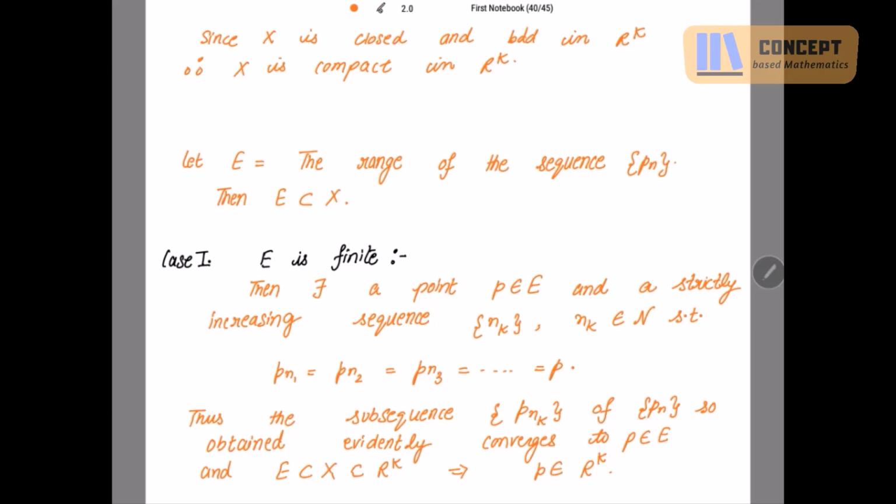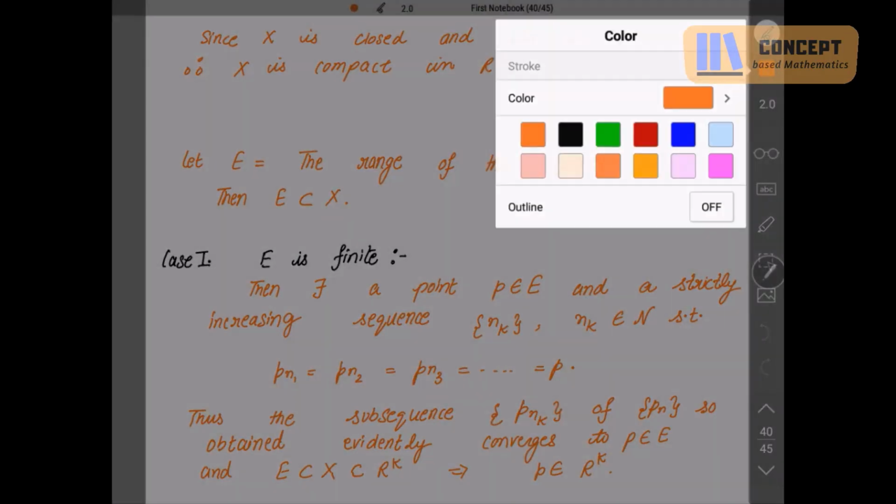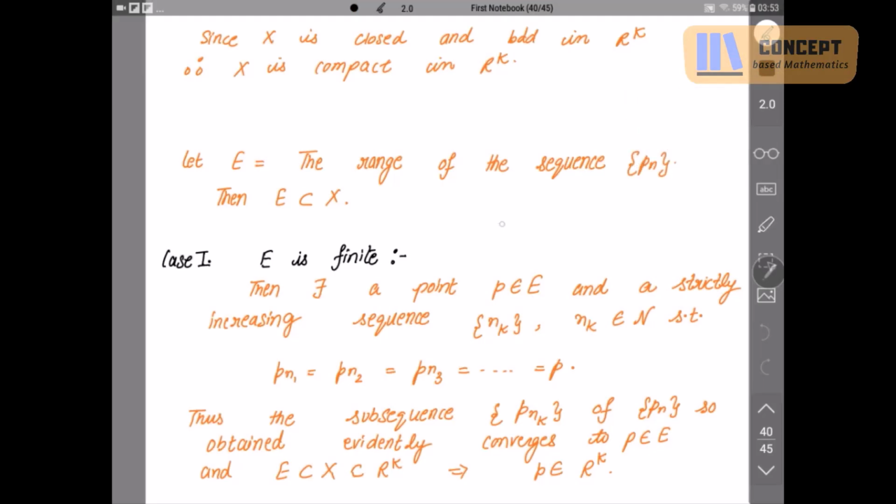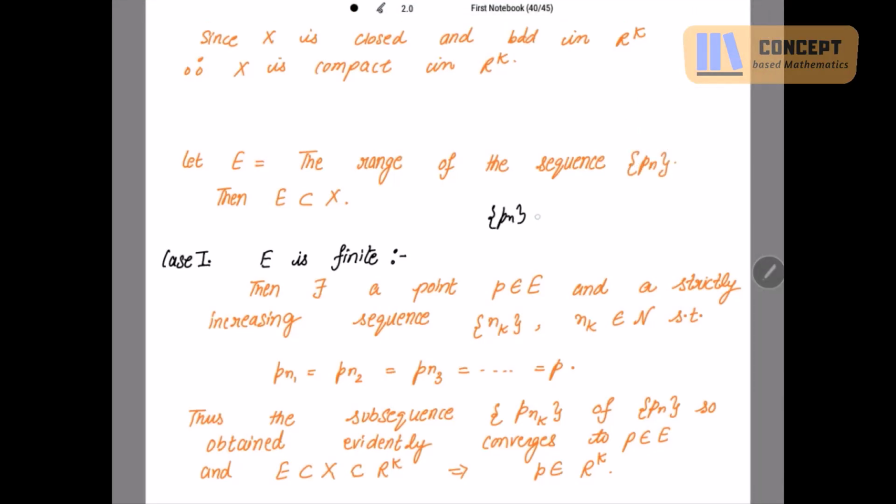Now two cases arise: either E is finite or E is infinite. When E is finite, let's take a sequence just as an example. Let's say our sequence Pn is (-1)^n, that is -1, 1, -1, 1, and so on, where n belongs to the natural numbers. Now what will be the range for this sequence? The range will be the distinct elements, that is -1 and 1.